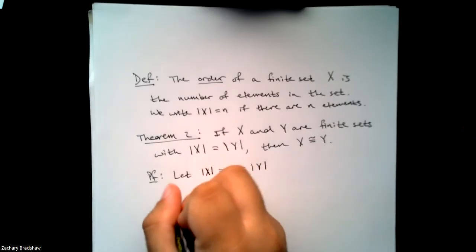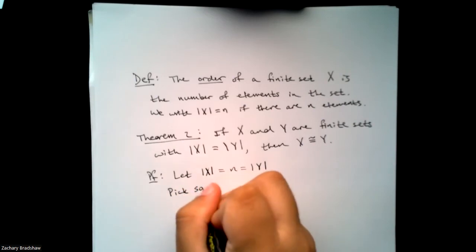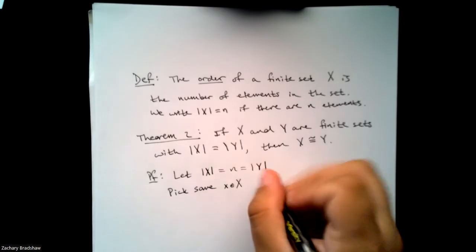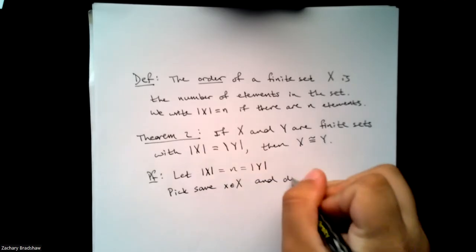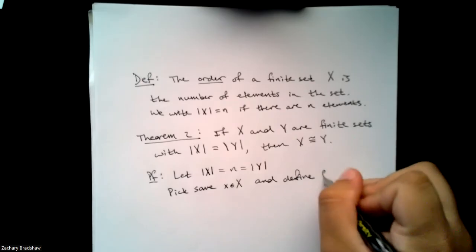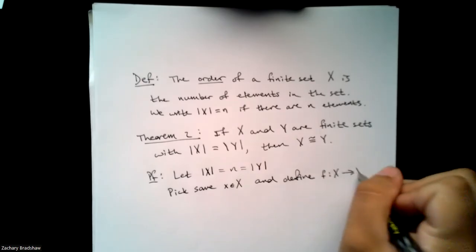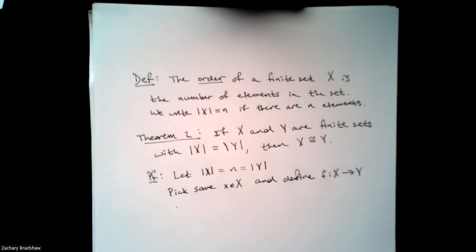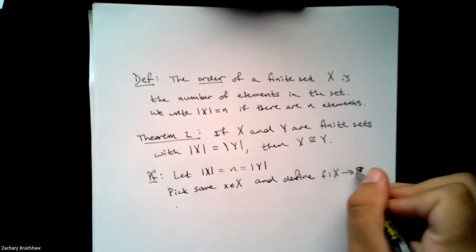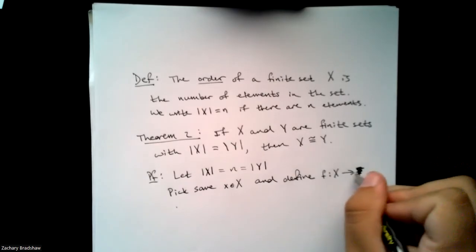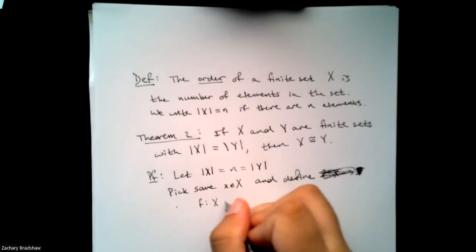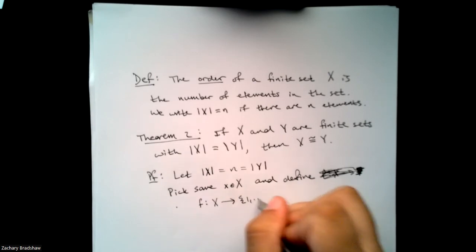So pick some x in the set x and define a map f from x to y. Oh, sorry, I don't want to define it from x to y. I want to define it from x to the set. Here, let me write it down here. I want to define the map f to go from x to the set 1 through n.